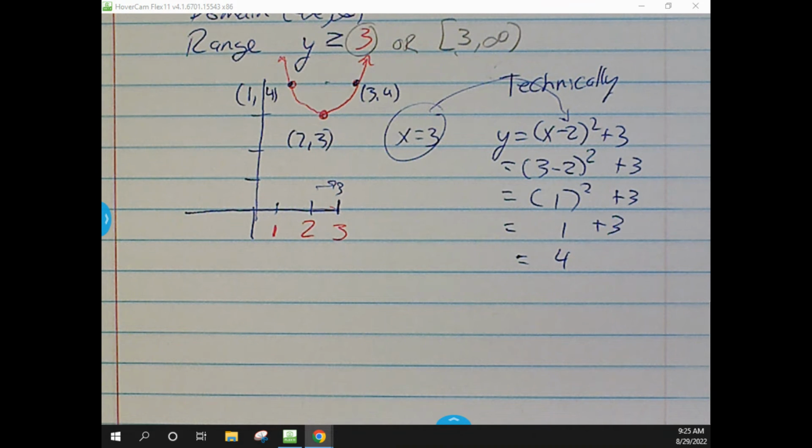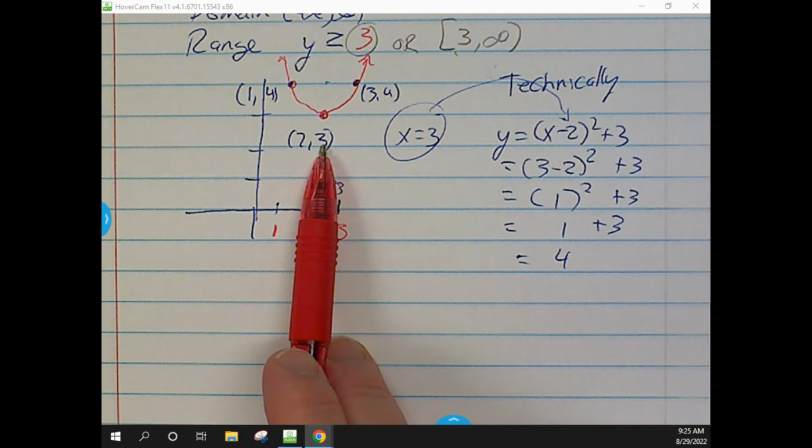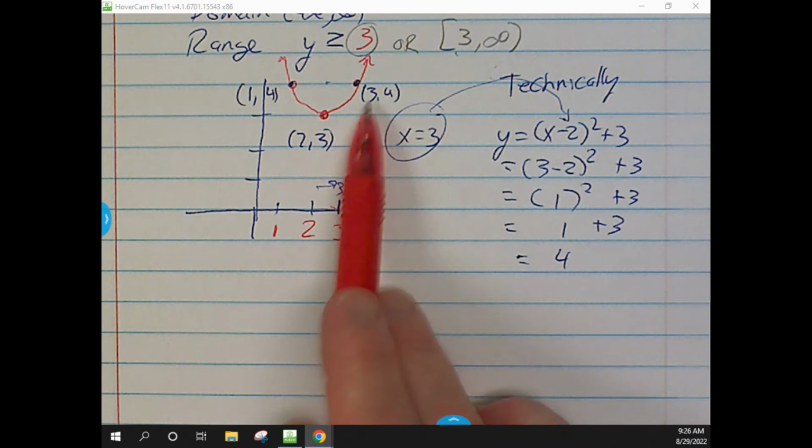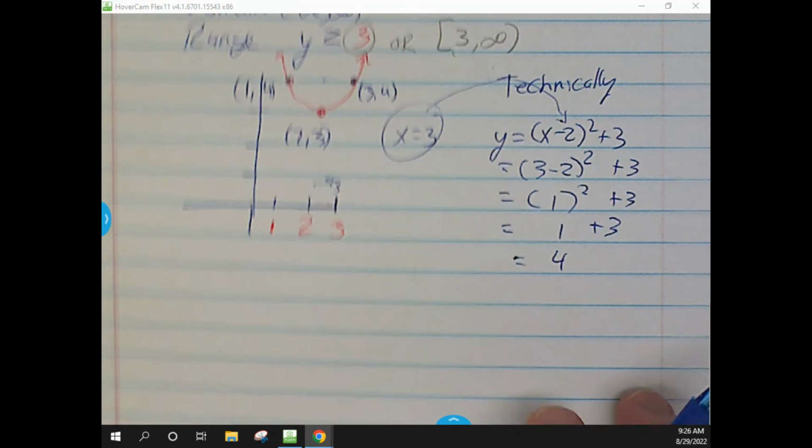I think in that case it kind of works out a little weird because this point is 2, 3. So it's not always going to be that this number is the same as this one. So all right, let's show you one that's a little bit different where it's not quite that way.